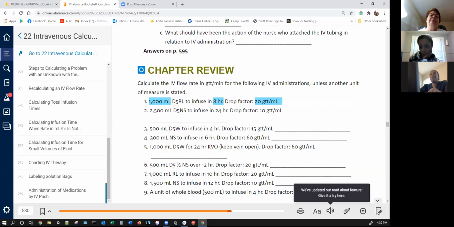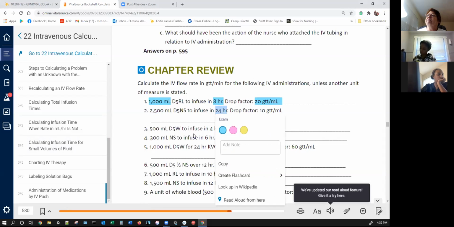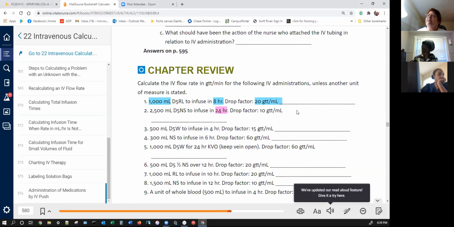A little bit. Well, that's good. Here comes Margaret. So yes, you have to pick out the information you need. What do we need in number 2? The 2,500. And then the 24-hour. And then the 10. Okay, so this is the information we need in this problem, all right?